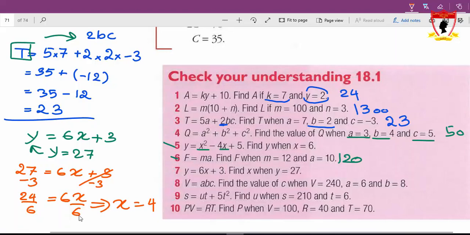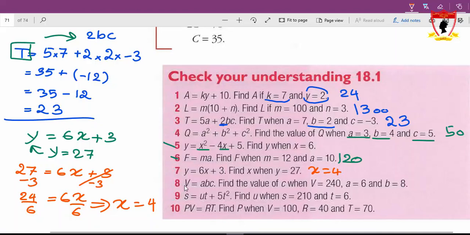And to check your answer, 6x is equal to 24. So 6 times 4 is equal to 24. x is equal to 4, 6x is equal to 24. It's correct. So for question 7, the value of x is equal to 4.